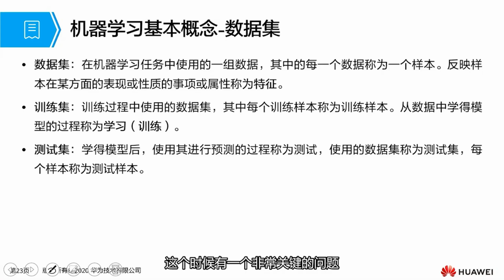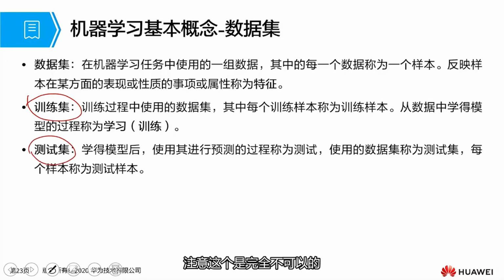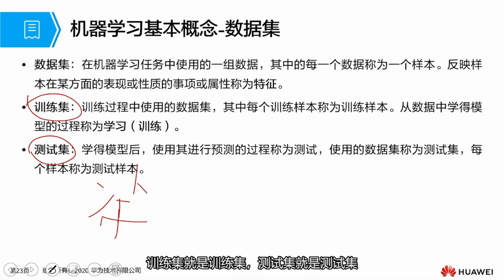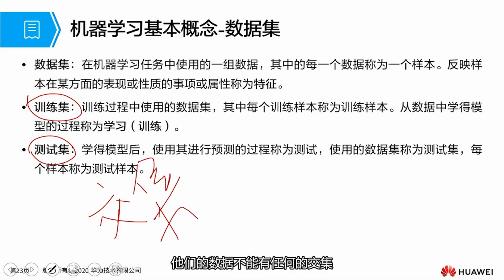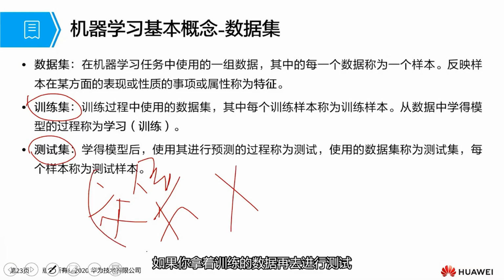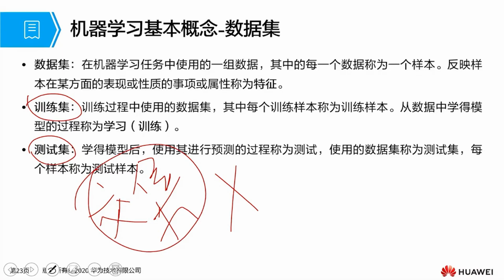At this moment, there is a very crucial question. Can the training set and the test set have an intersection? Attention, this is absolutely not acceptable, absolutely not possible. Intersection is not allowed. The training set is the training set, and the test set is the test set. Their data cannot have any intersection. If you use the training data for testing again, then your results will be very good, but they will not be authentic. Without intersection, your test results will be authentic.